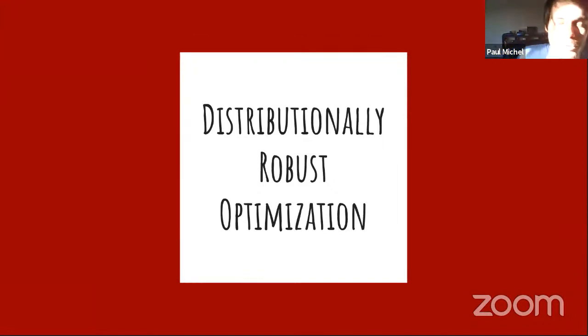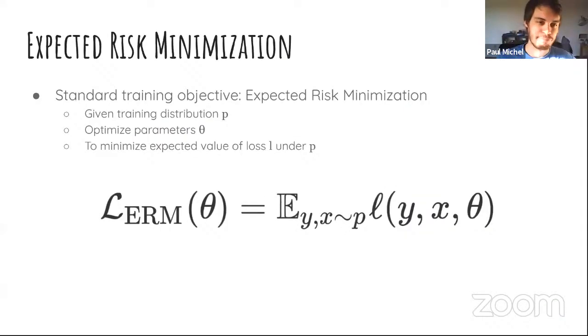So first, distributionally robust optimization. What is it exactly? We'll start with expected risk minimization, or empirical risk minimization. This is something I think all of you probably know about. This is the standard way of training. We have a training distribution P from which we sample data, and we optimize the parameters of the model theta to minimize the expected value of a loss function under distribution P. The loss function can be negative log likelihood, margin loss, whatever. So this is what the objective looks like.